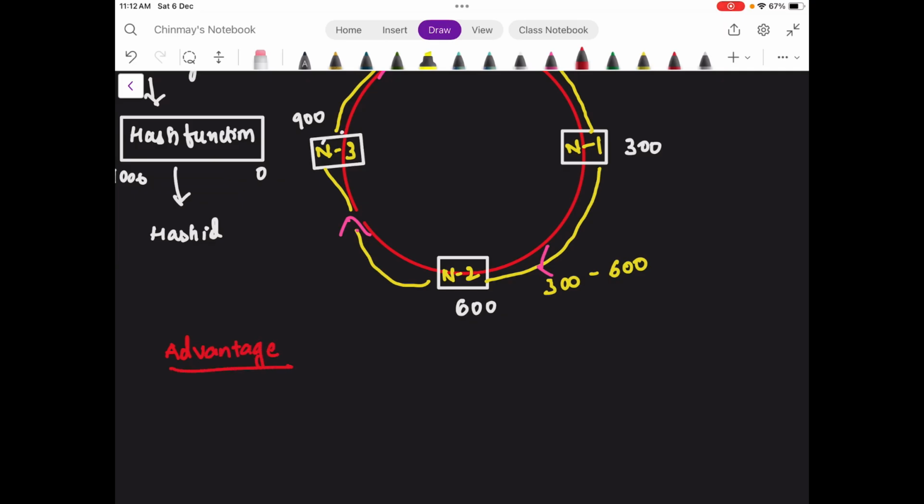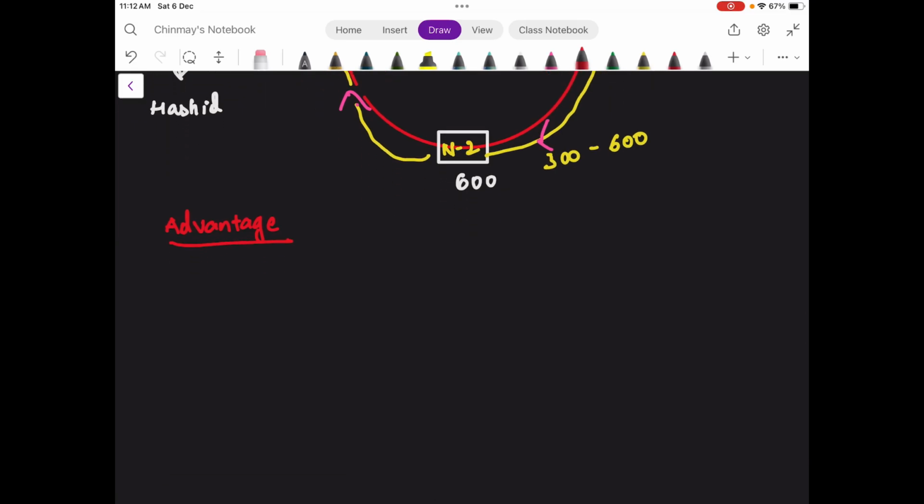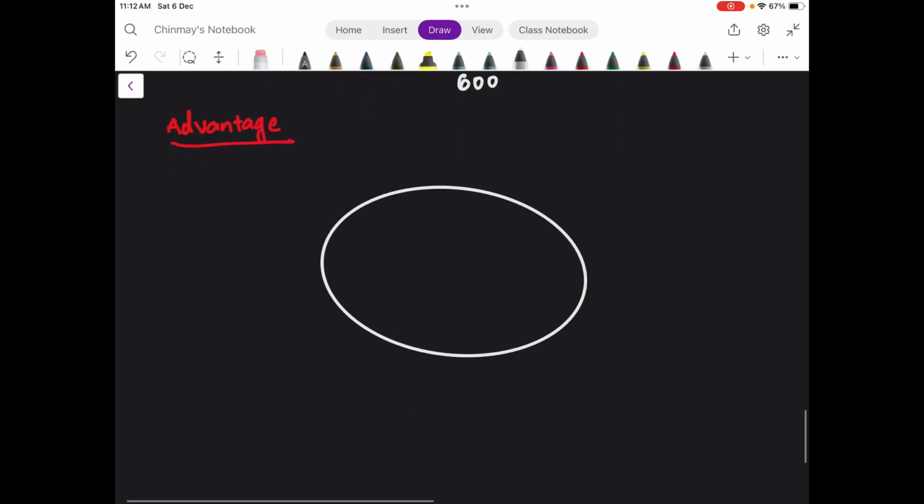In the earlier approach, we have the disadvantage that if any node goes down or any node comes up, it has problems, right? But in consistent hashing, we don't have such problems. That is the advantage of it. Let's see how consistent hashing gives this advantage. For example, this is the ring. Already we discussed that a node is placed at 300, a node at 600, and a node at 900.